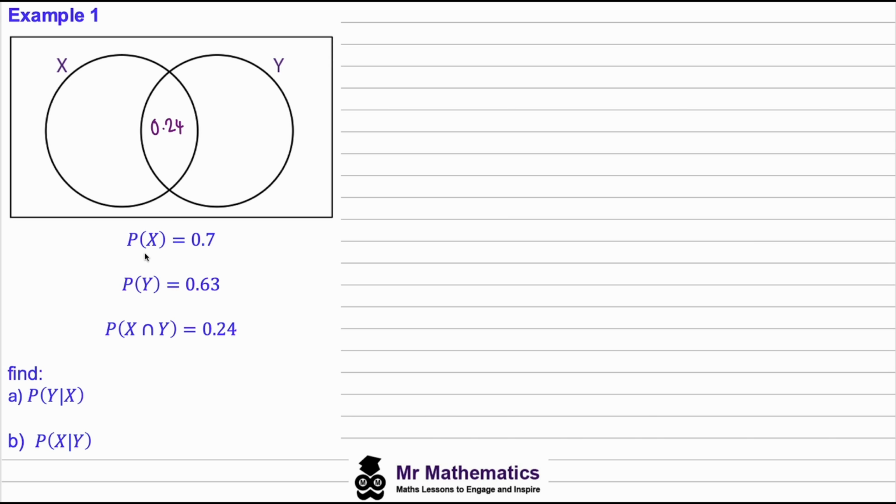Then we've got the probability of x is 0.7. So this will be the 0.7 minus the 0.24. So this will have a probability of 0.46. And then this region, y but not x, will be the 0.63 minus the 0.24, which is 0.39. And we want to work out the probability of y given x.